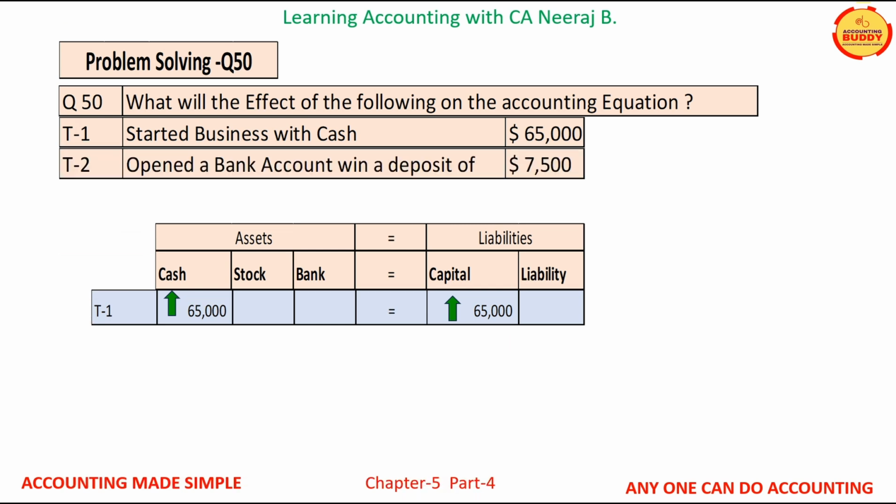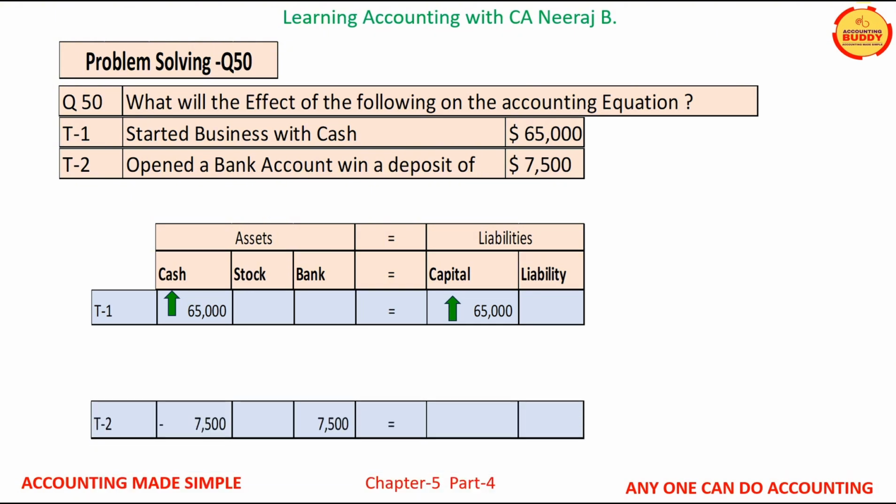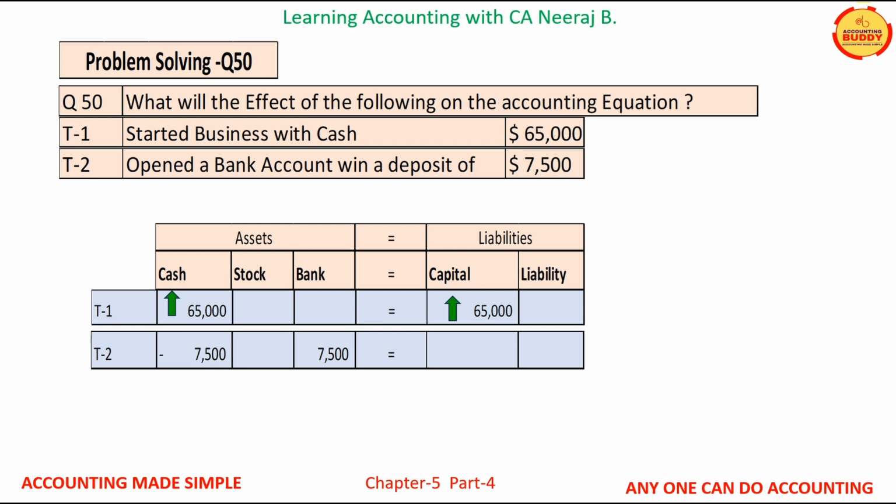Now the T2 transaction is, a bank account is opened with a deposit of $7,500. Now with this transaction, the bank balance will increase by $7,500 and the cash balance will be reduced by the same amount. The effect of this transaction will only be on the asset side of the accounting equation, as both cash and bank balance are assets.